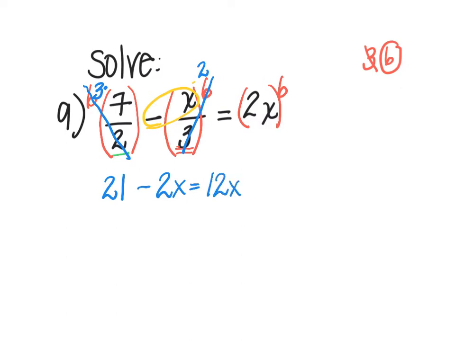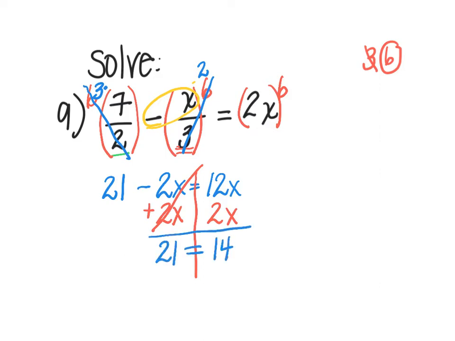Now I'm going to just solve the resulting equation. So I need to get my x's together on the same side of the equation. So I'm going to add 2x to get rid of it on the left side. The minus 2x and the plus 2x cancel each other out, and I'm left with 21 is equal to 14x. The next step is just to divide by the coefficient of x. So I'm going to divide both sides by 14.